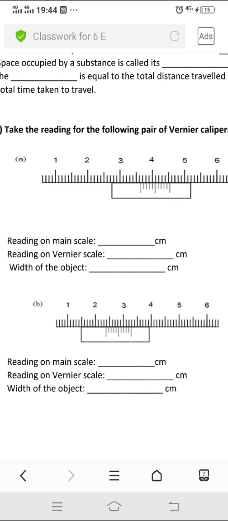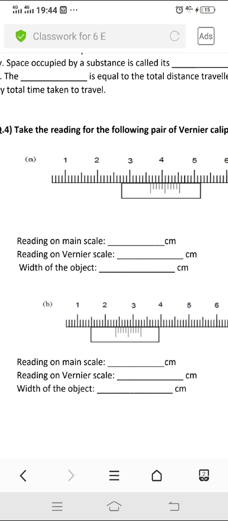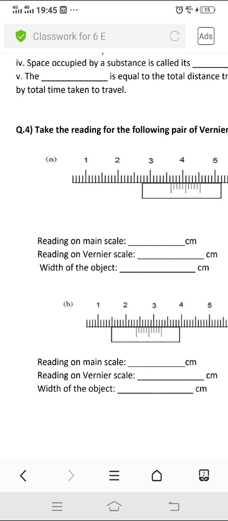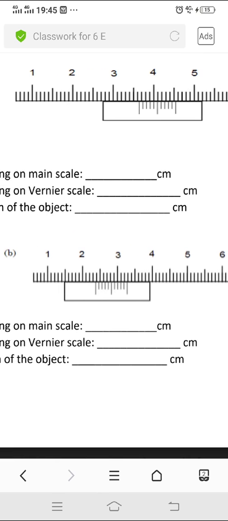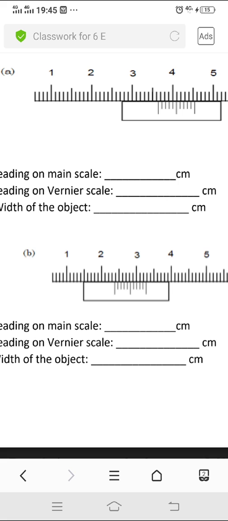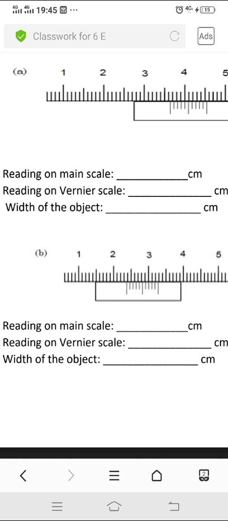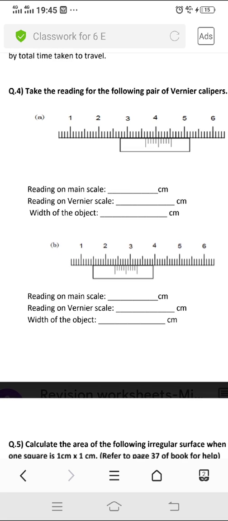Now see, because it's written over here centimeter, I have written 0.04 centimeter. If for example they would have written millimeter, then I would have written it as 0.4 millimeter. Okay. Now the width of the object is going to be 3.6 centimeter plus 0.04 centimeter, which is going to give me 3.64 centimeter. Remember, when you add things up, the units should be the same. So if the main scale reading is in centimeter, then the reading on vernier scale should also be in centimeter, so that the total reading is also in centimeters. So it needs to synchronize.